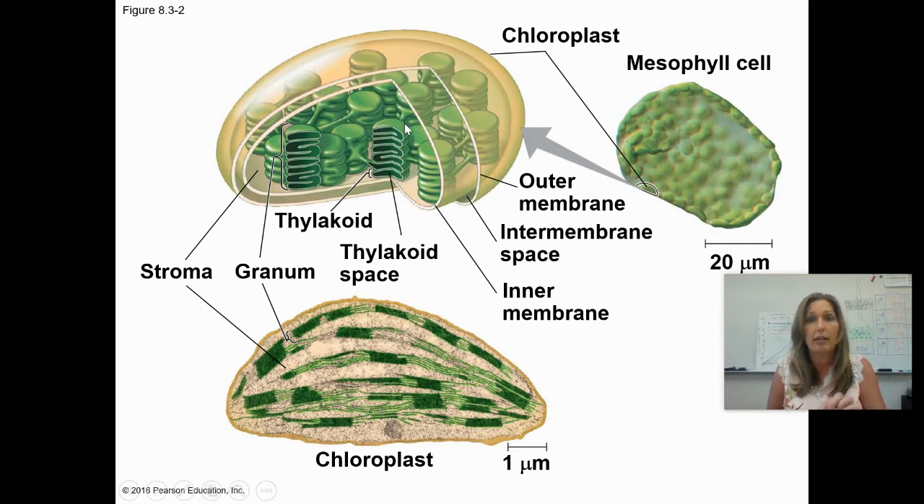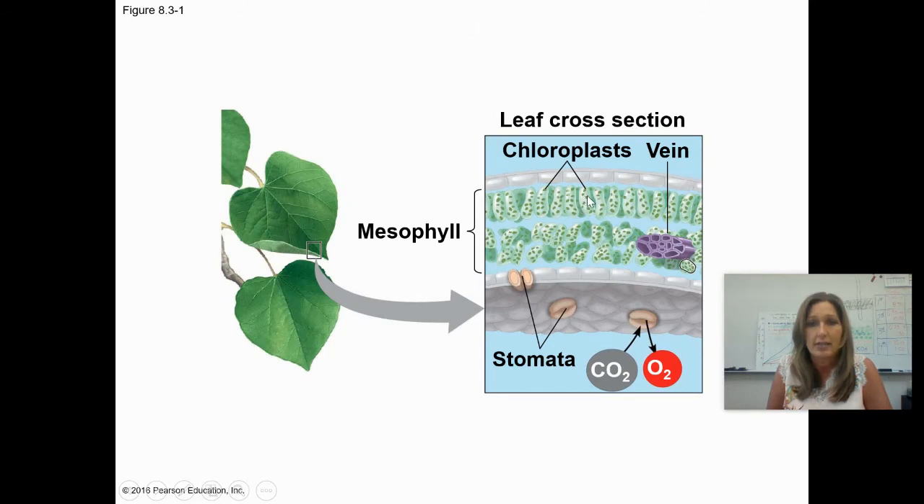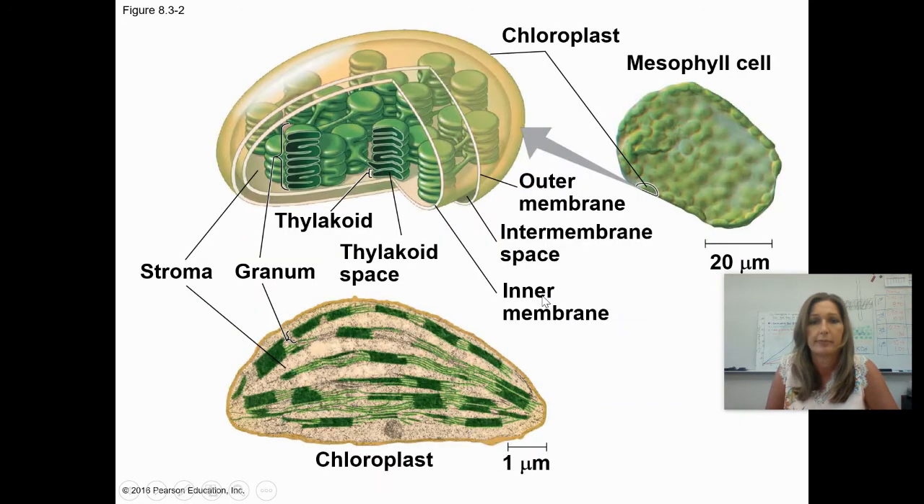This is the organelle, and we're going to have hundreds of these inside the cell, and then we're going to have a whole bunch of these cells inside the mesophyll, in this space that's inside the leaf. And then my stomata is that connection to allow carbon dioxide, oxygen exchange, and water exchange with the outside world.